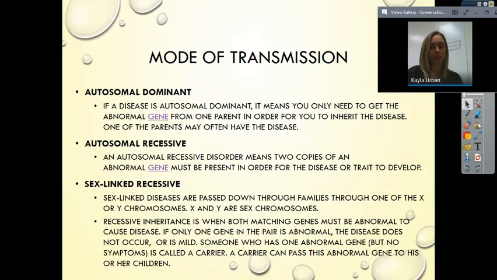And for sex-linked recessive, the pattern of inheritance here is that diseases are passed through families through the X chromosome, and it's sex-linked. So females can be carriers and males have it. And females can have it too, but they would have to inherit it from a father that had it and a mother who was at least a carrier in order to have the trait.